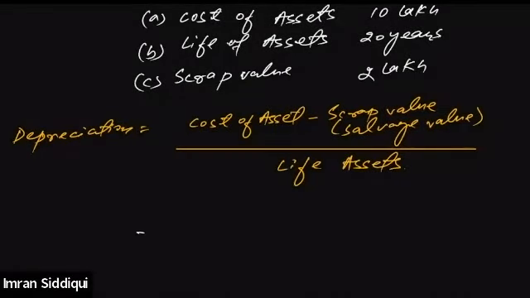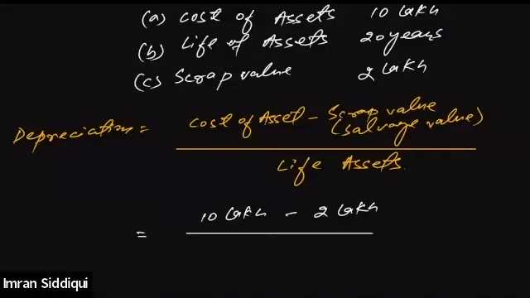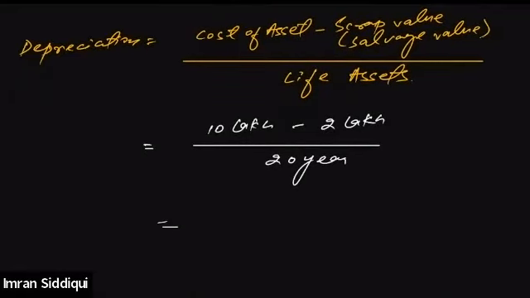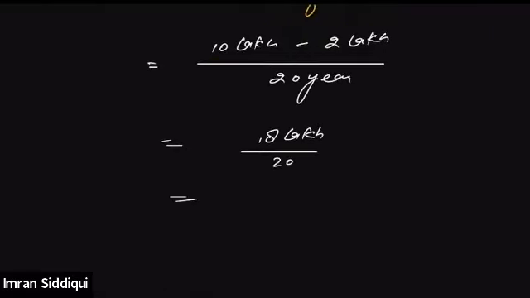Now let's put all the values in this formula. As I told you, the cost of the asset was 10 lakh rupees, minus scrap value or salvage value, which is 2 lakh, that is also given in the question. And we need to divide this by the life of the asset, that is the life of the machinery, which is 20 years. All right, so now we will calculate this. This will be 8 lakh divided by 20 years. So this will give you 40,000.